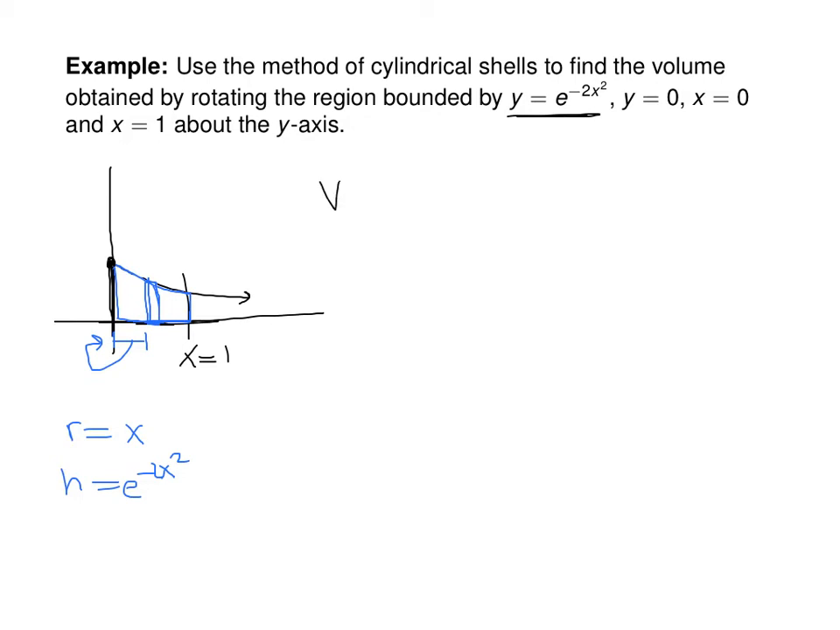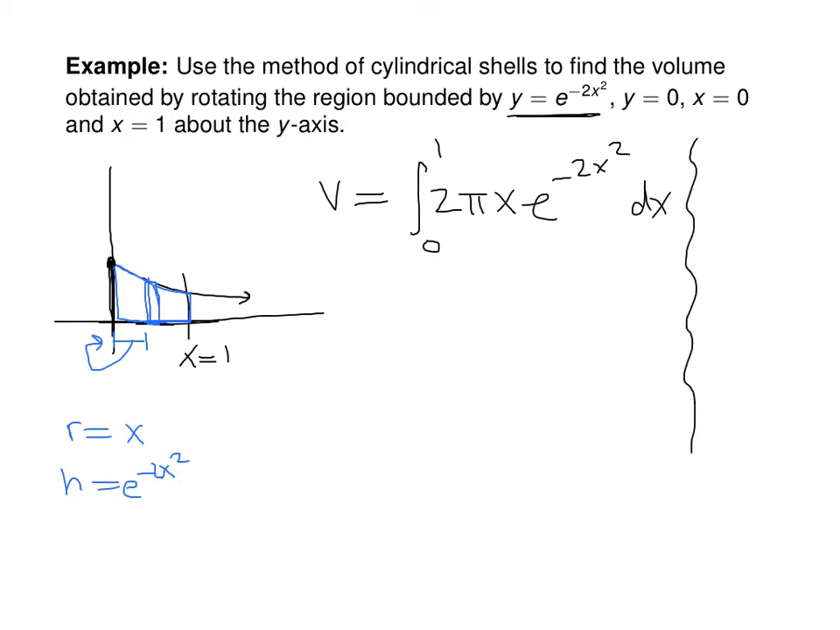So the volume can be found by integrating from 0 to 1. Circumference, which will be 2 pi x. Height, e to the negative 2x squared. Thickness, which is dx. To evaluate this integral, you're going to have to use a u substitution. You let u equal negative 2x squared. The details are worked out in your notes, and you end up with pi over 2 multiplied by 1 minus 1 over e squared. See if you can get that on your own.